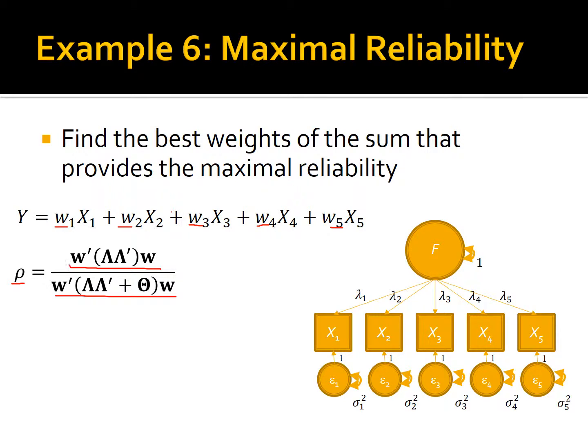The weight vector transpose, times the matrix multiplication of lambda and lambda transpose, then multiplied by the weight, over the same thing, but we change lambda lambda prime to be lambda lambda prime plus theta. So this would be the variance from the true score, and this is the variance of the observed score.